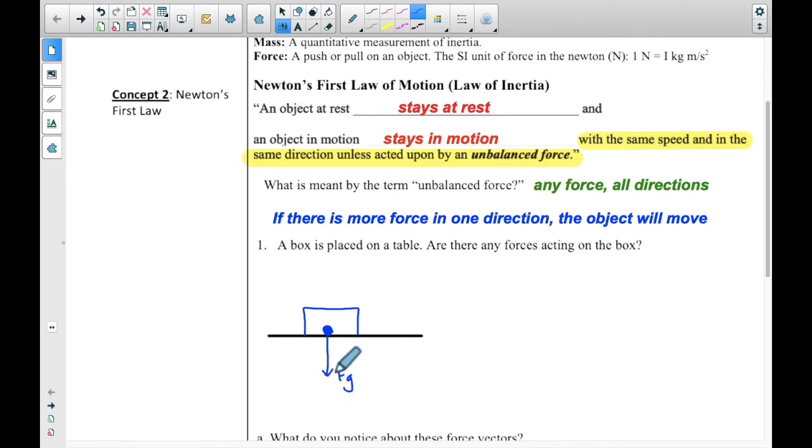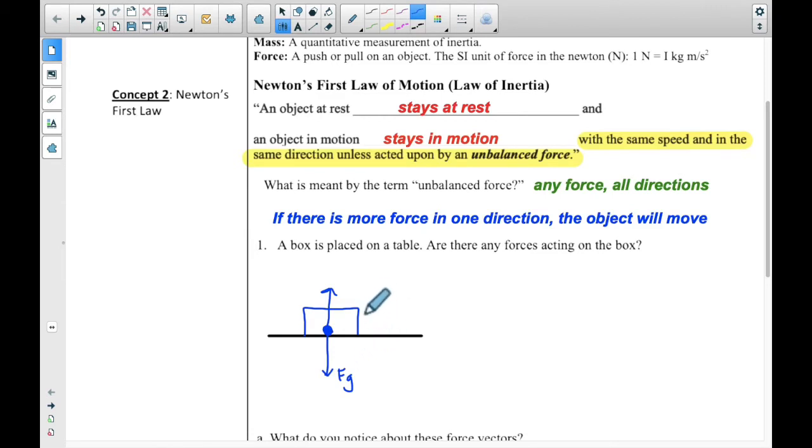Now, however long that I draw that is representing negative 10 meters per second squared. And so if I draw another one in a different direction, if I want it to be a balanced force, in other words, is the box moving? No, the box is not moving. Then I want to draw my other vector the same way, because this box did not break through the table. The box is just sitting there.